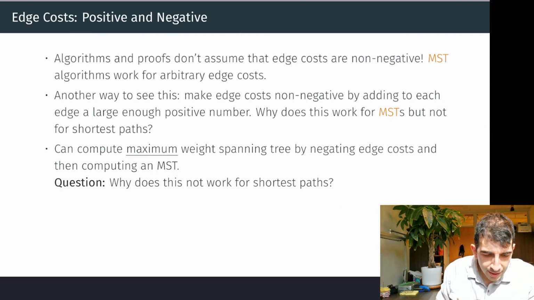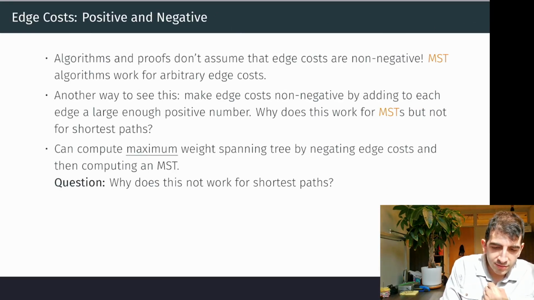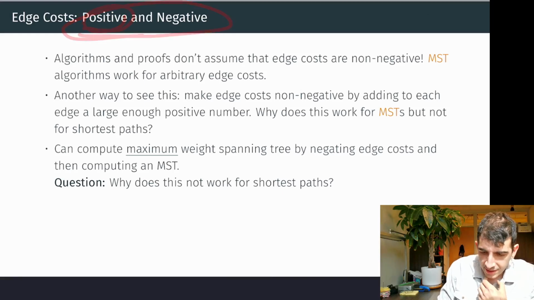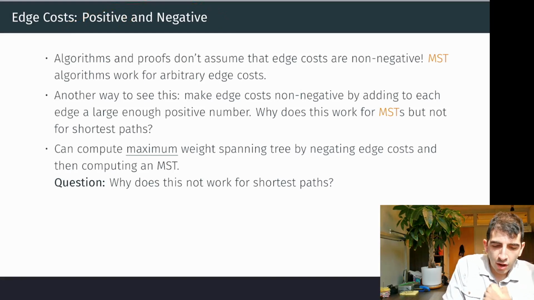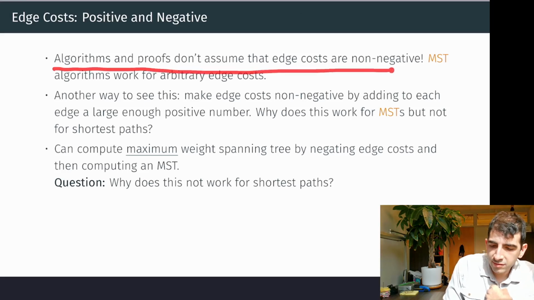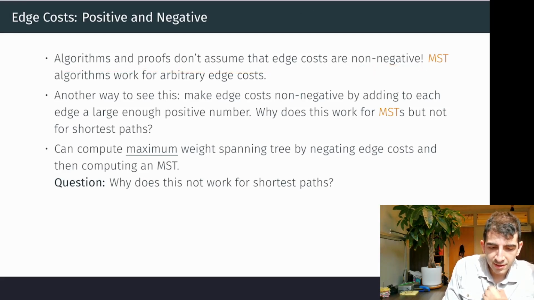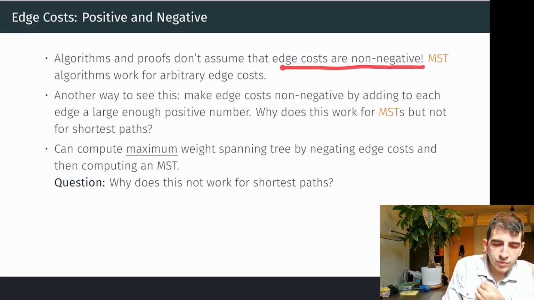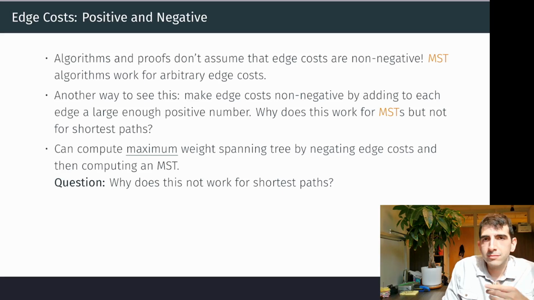Okay. What about if the edge costs, we assumed all the edge costs are positive. What happens if they're positive and negative? Okay. And here's the important thing. All the algorithms and proofs that we made so far don't assume that the edge costs are positive. So really, all the algorithms we considered would be able to handle negative cost edges very easily, naturally, right?